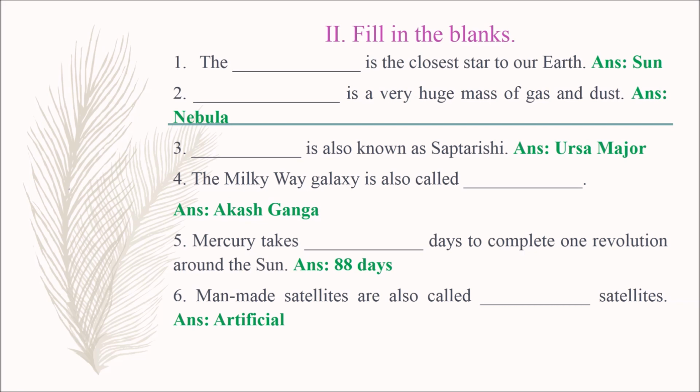Question number 4. The Milky Way galaxy is also called dash. Answer is Akash Ganga. Question number 5. Mercury takes dash days to complete one revolution around the sun. Answer is 88 days. Sixth question. Man-made satellites are also called dash satellites. So the answer is artificial.